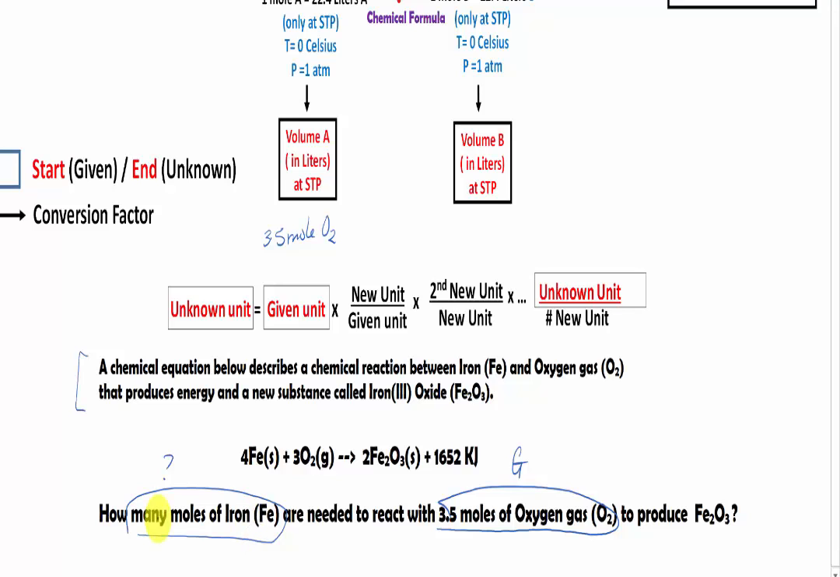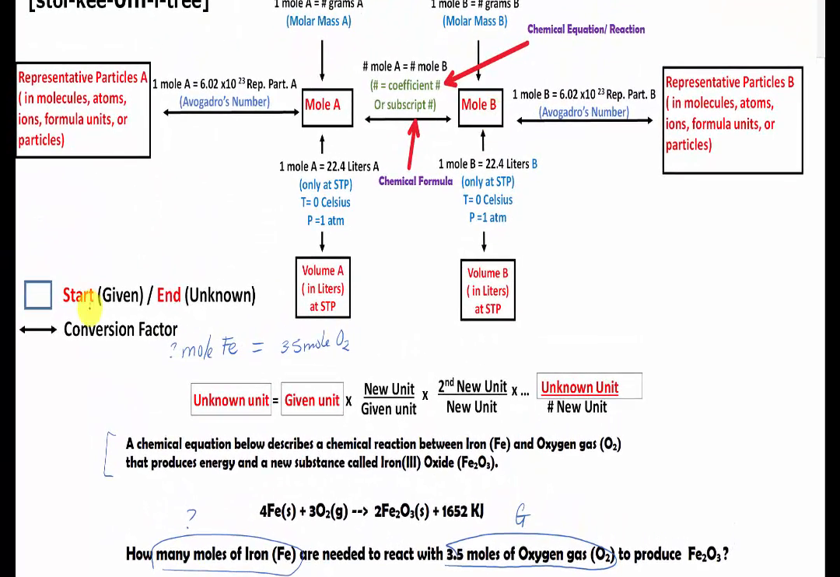And our unknown is moles of Fe. Again, we always start from our given unit, which is moles of A. We always start at A. Since our chemicals are different and we still have the unit mole, we must go from mole A to mole B. So this is where we start and this is where we end.